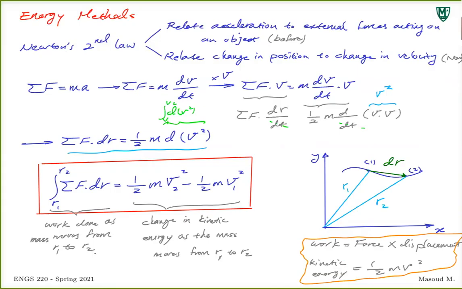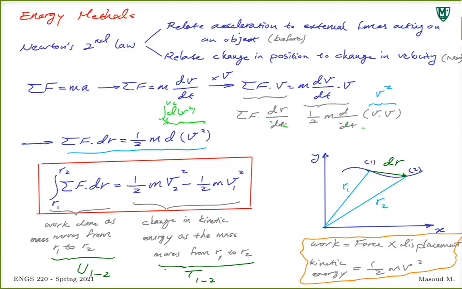Now, you can write this, that's basically how we refer to it, this side as u from 1 to 2, which is basically the work done on the particle from point 1 to point 2. And the right side, you can write it as t from 1 to 2. So the left side says the work done by the force acting on that particle. And the right side says change in the kinetic energy of the particle, right? Going from point 1 to point 2.